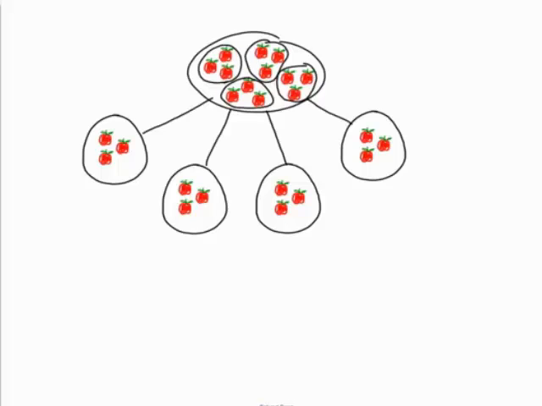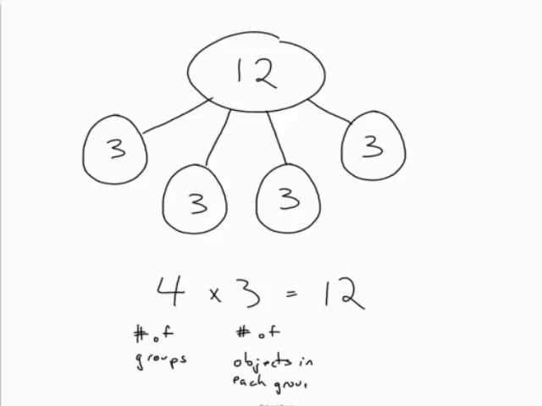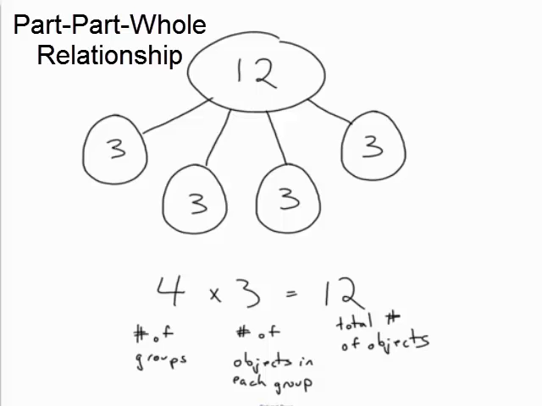Instead of using pictures of apples, we can simply write down the number of apples in each bag. Using mathematical notation, we can write this as 4 times 3 equals 12. We have 4 groups containing 3 objects each, and the total number of objects is 12. Sometimes this relationship is called a part-part-whole relationship.